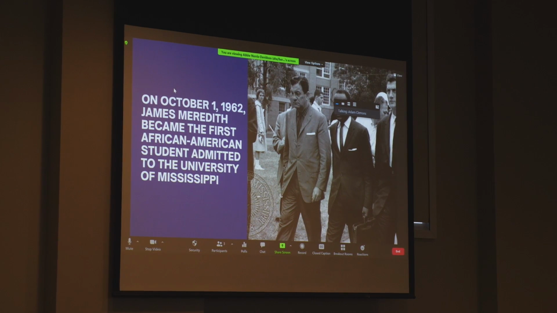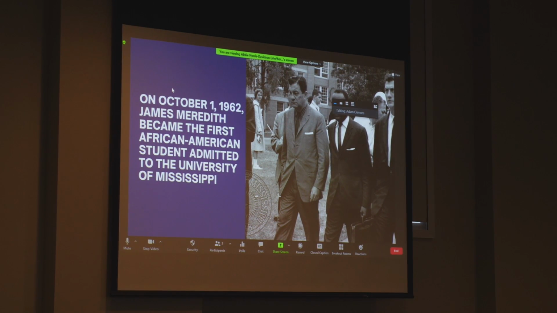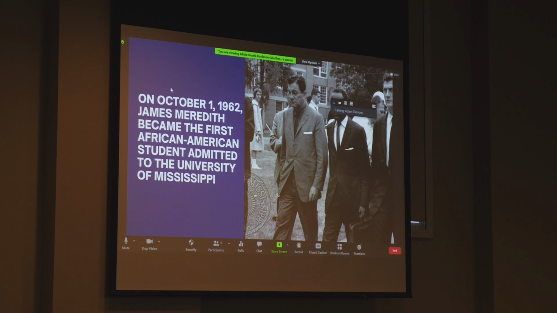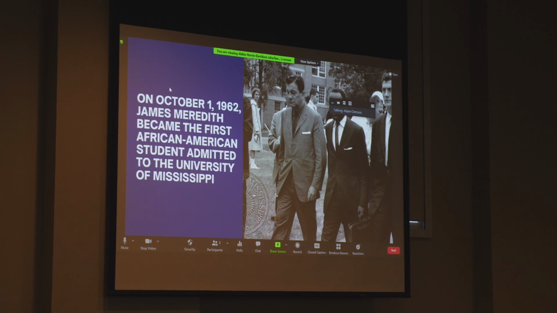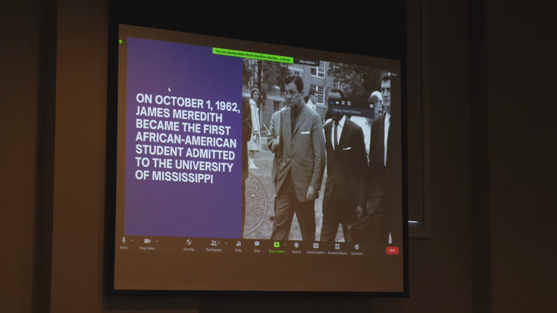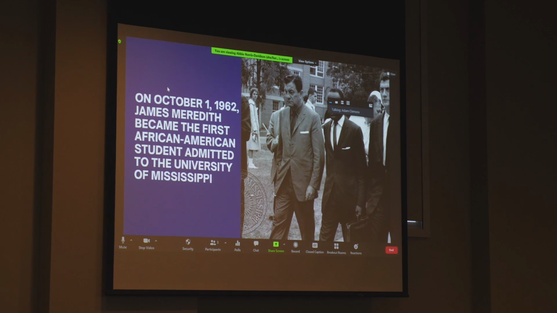and then Abby will show you a little bit of the project behind the scenes, what we're building now with this mapping project. I think the story of James Meredith is fairly well known in Mississippi, but I just want to quickly touch on a couple things, to give this some context, and particularly why Mr.